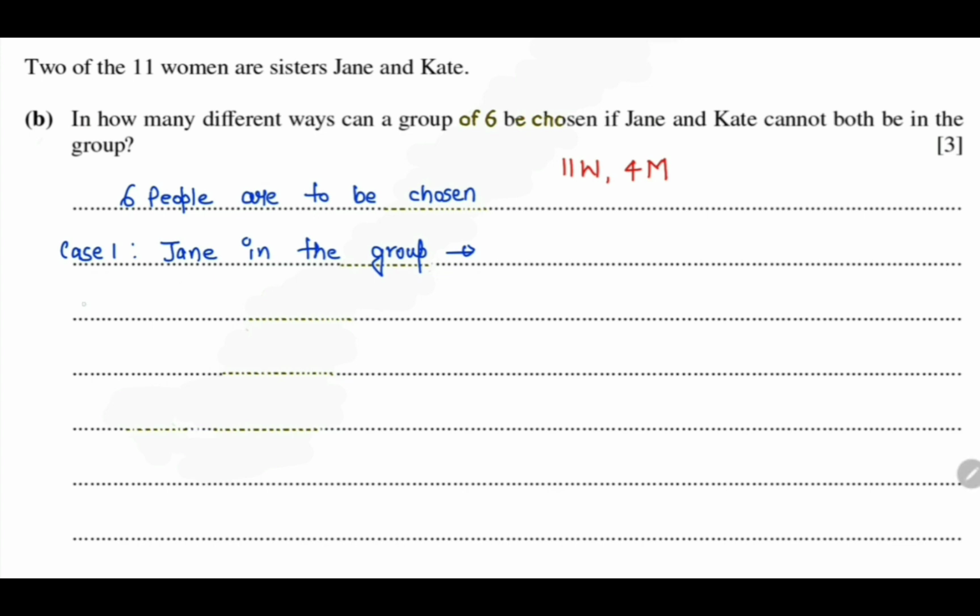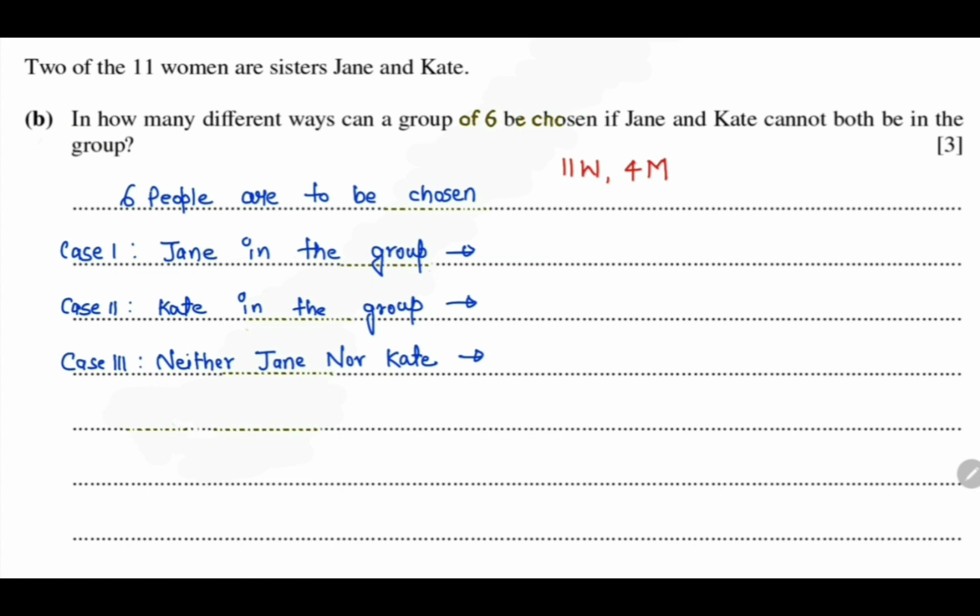I have written case 1, Jane is in the group. Case 2, Kate in the group, and the third one is neither Jane nor Kate. Now we will see the total number of selections.